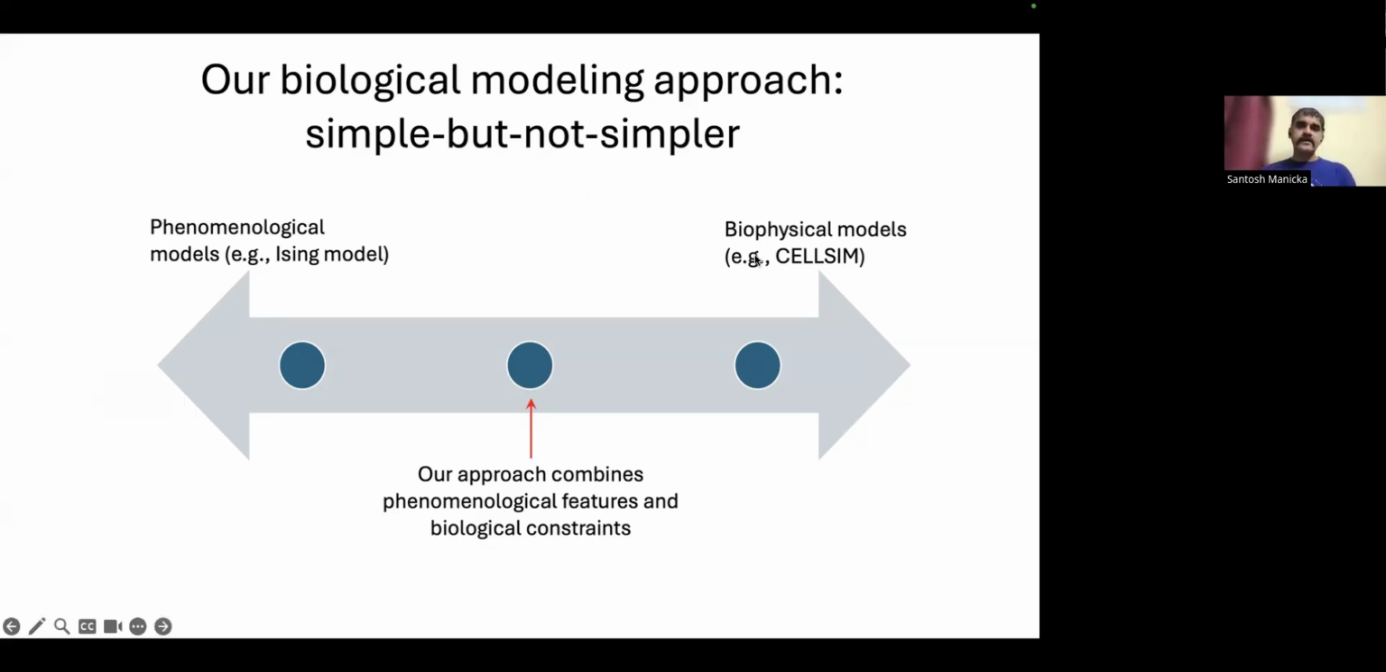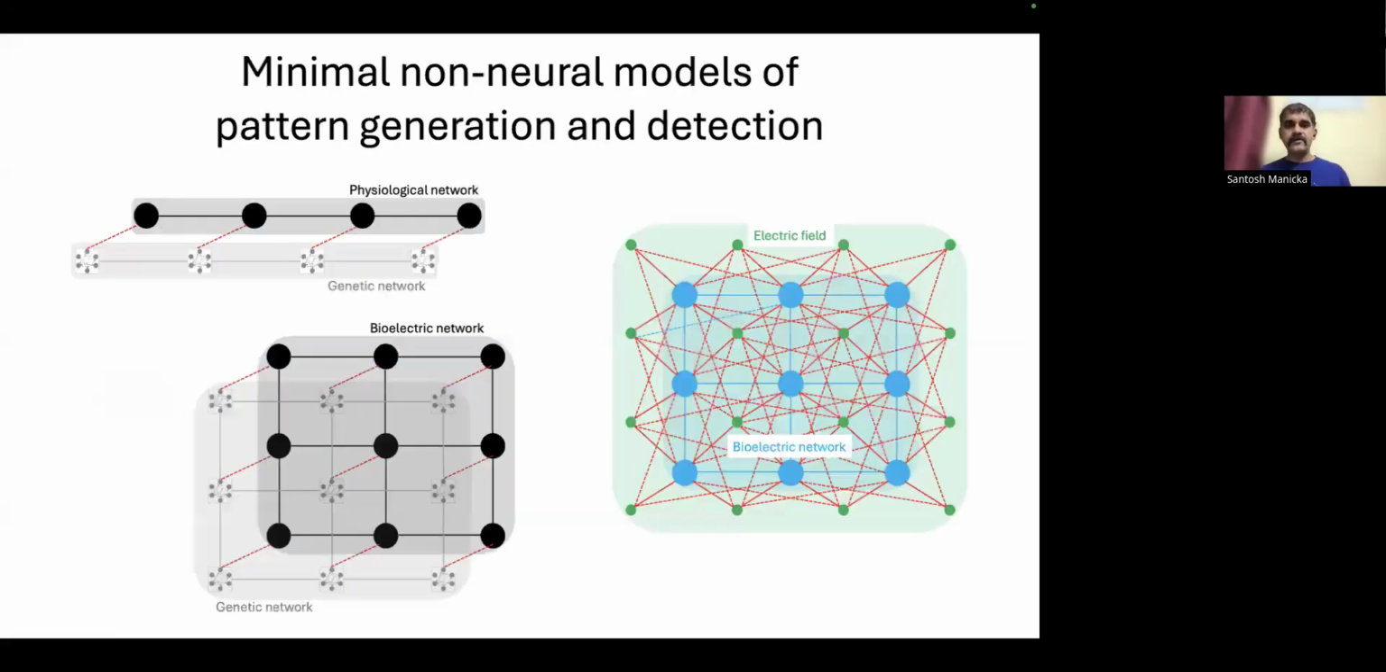And on the other end, there are these highly detailed biophysical models, such as CellSim, and there is something called Betsy in our lab, which is used to investigate bioelectric phenomena. And what I've been doing in my research is a modeling approach that combines the minimal simple features of phenomenological models and also biological constraints. So this is what I mean when I say I've been using this minimal modeling approach.